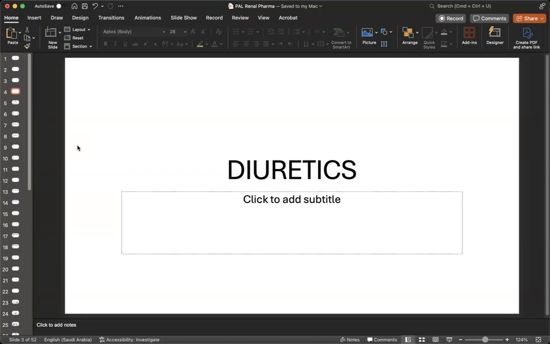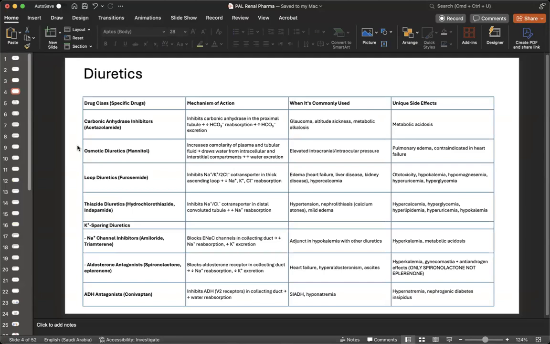Okay. So I created a table. We have multiple different drugs. Of course, I'm going to show you some diagrams as well, so you can get to understand it. First thing we have is carbonic anhydrase inhibitors. Just remember these terms so I can show you the figure. We have acetazolamide, mannitol, loop diuretics, thiazides, and then potassium-sparing diuretics.